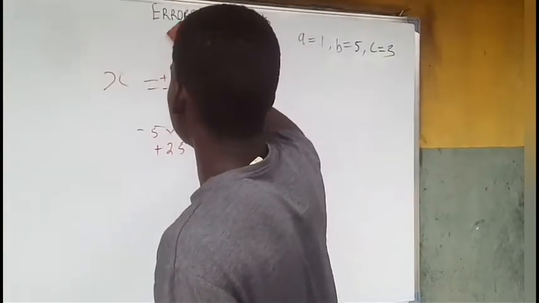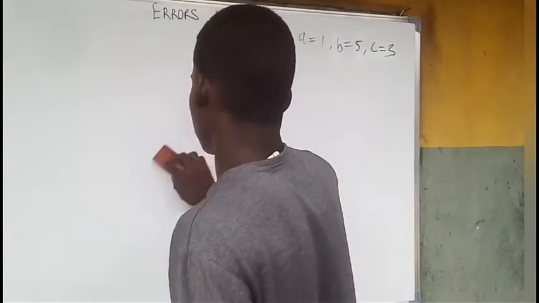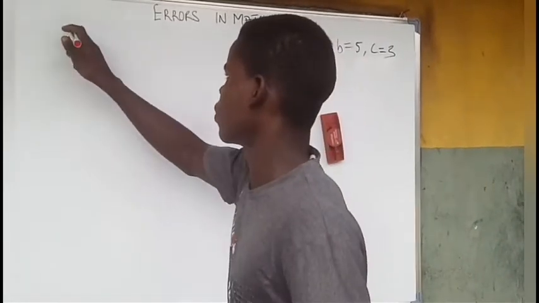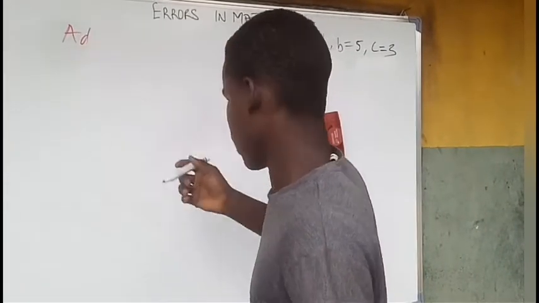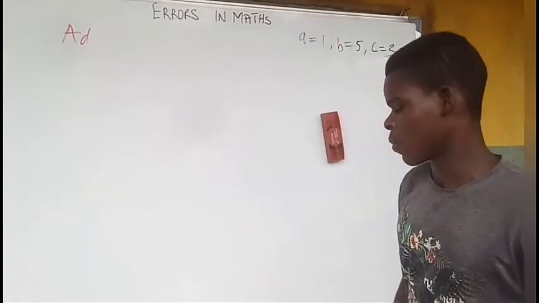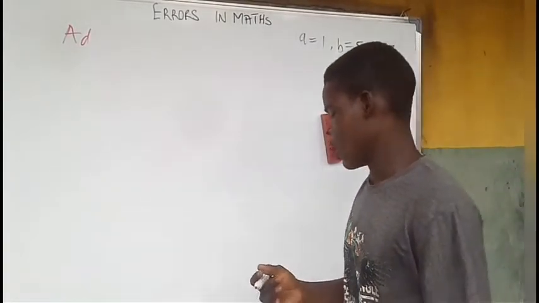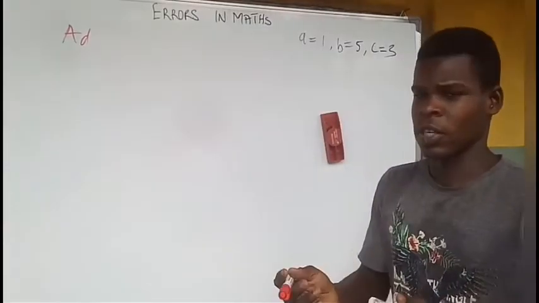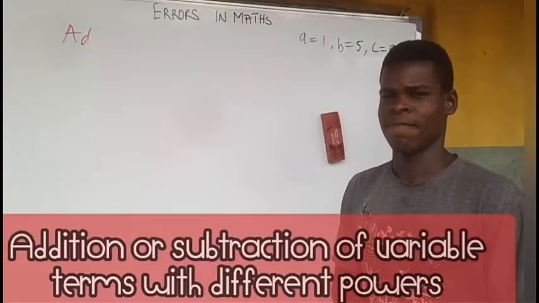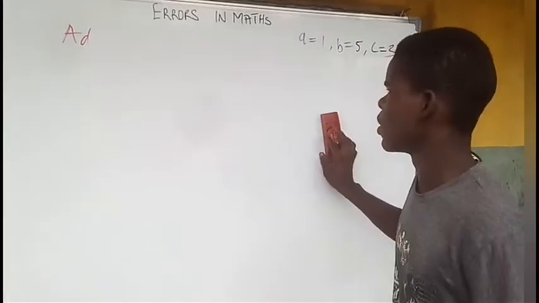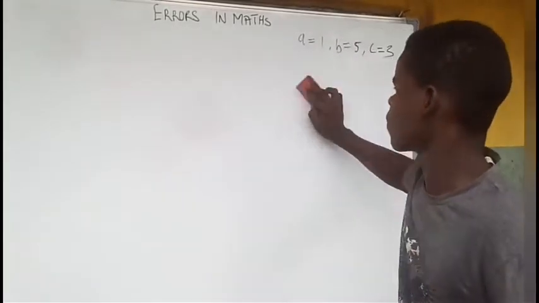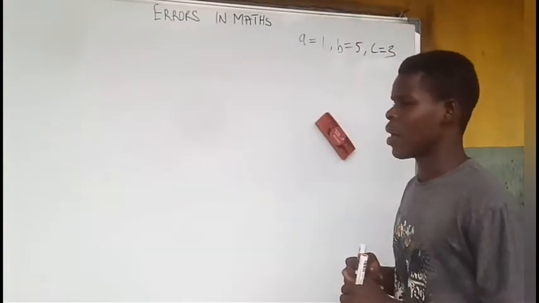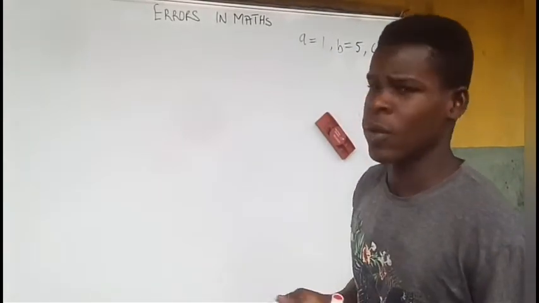The next error students commit most is addition and subtraction of variables with different powers. What does that mean? Let's explain this. Addition or subtraction of variables with different powers. That should bring to you variables.